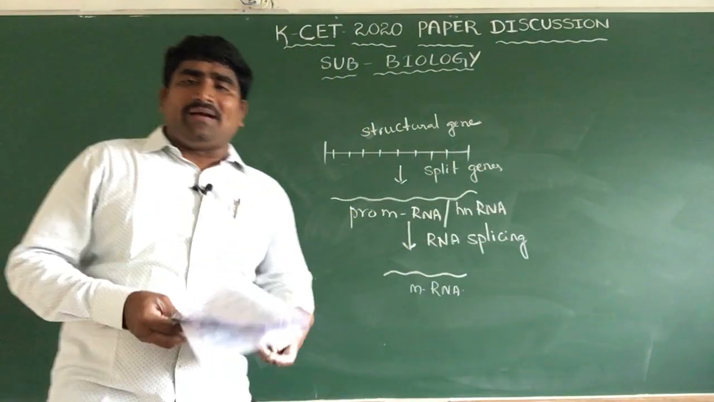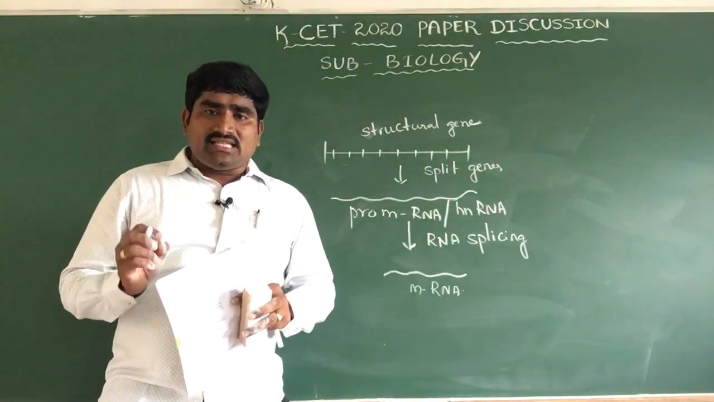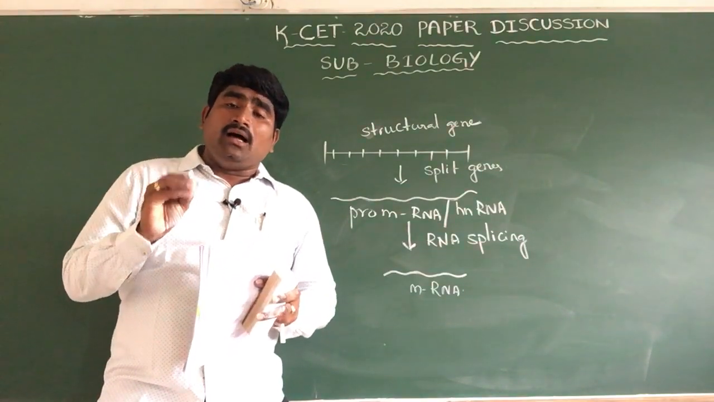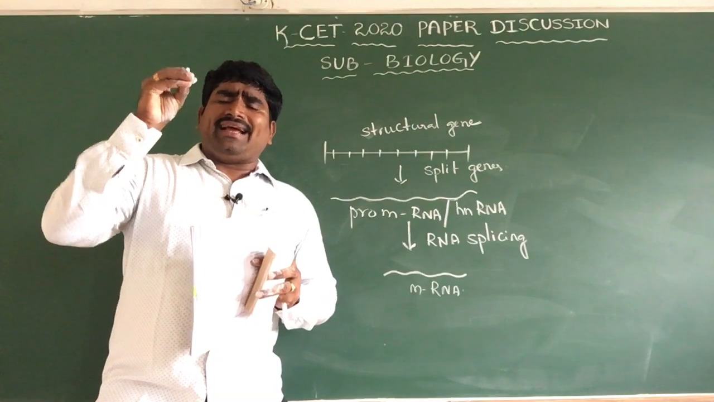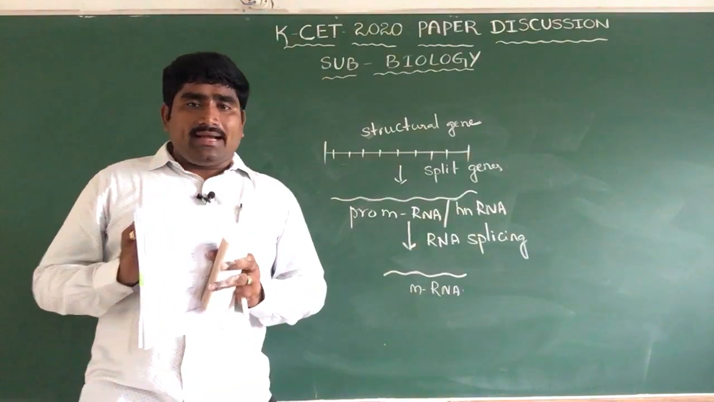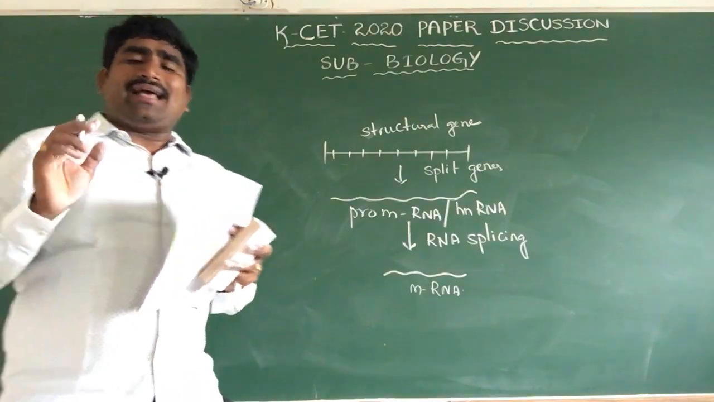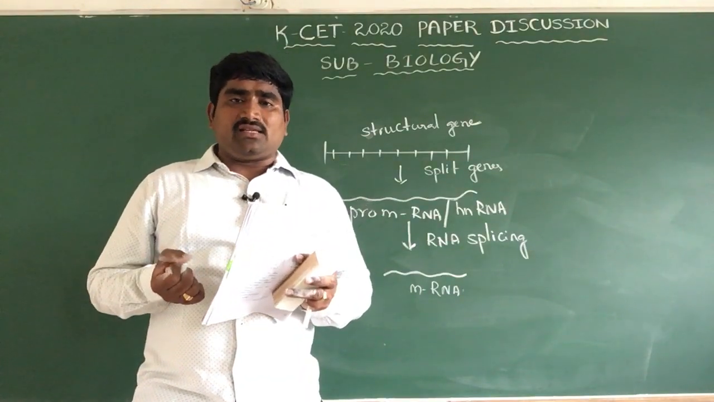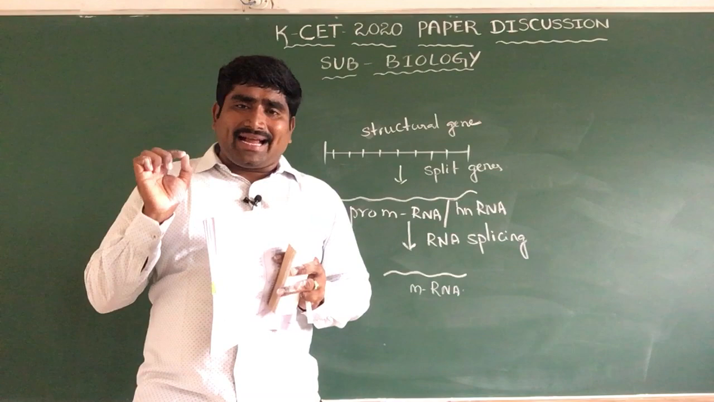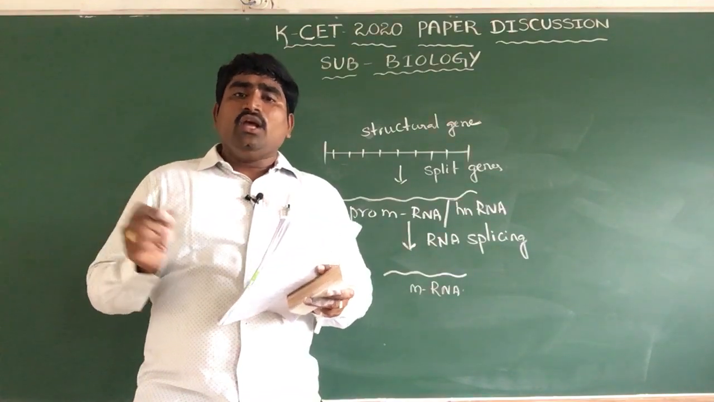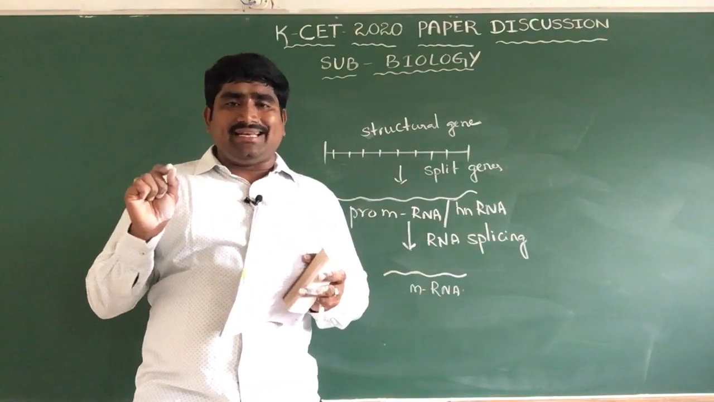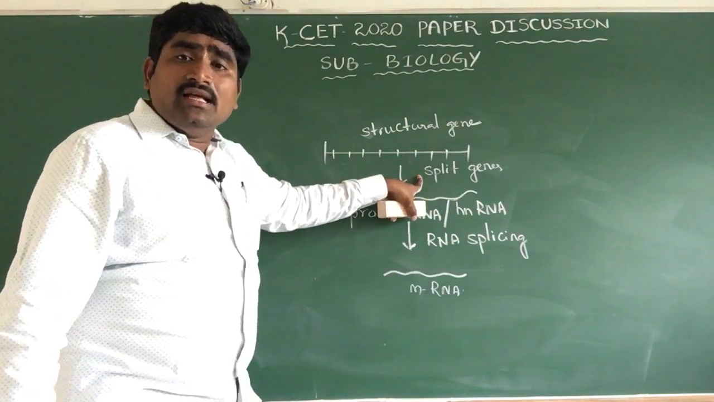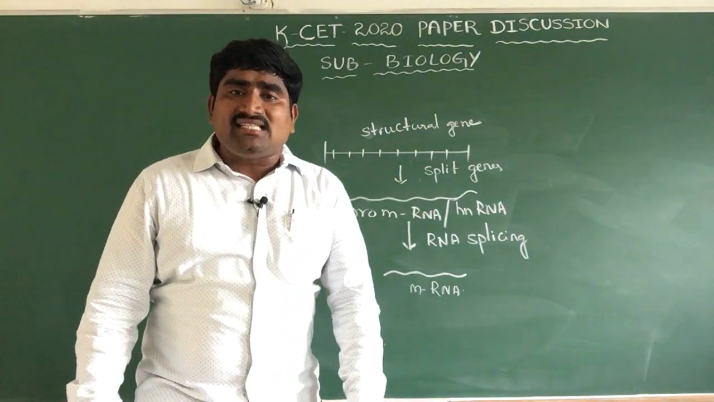Eukaryotic genes are known as split genes. They contain exons and introns. Exons are coding sequences and introns are non-coding sequences. Clear or not? Eukaryotic mRNA contains exons and introns, and eukaryotic genes are called split genes. They contain coding and non-coding sequences.